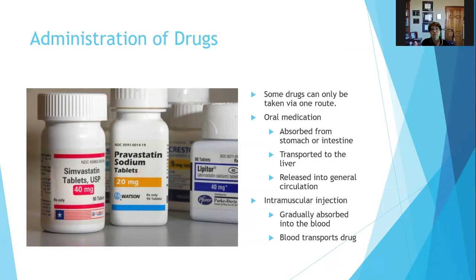Some things can only be given by intramuscular injection because they need to be gradually absorbed into the blood and then transported by the bloodstream. So it depends on what happens to the drug when it gets into your body. And that's what pharmacokinetics studies: how does it move around the body and what needs to happen to it in order for it to be effective.